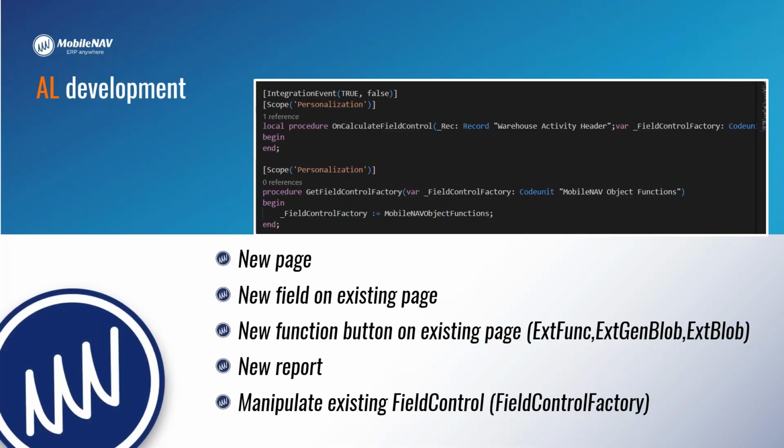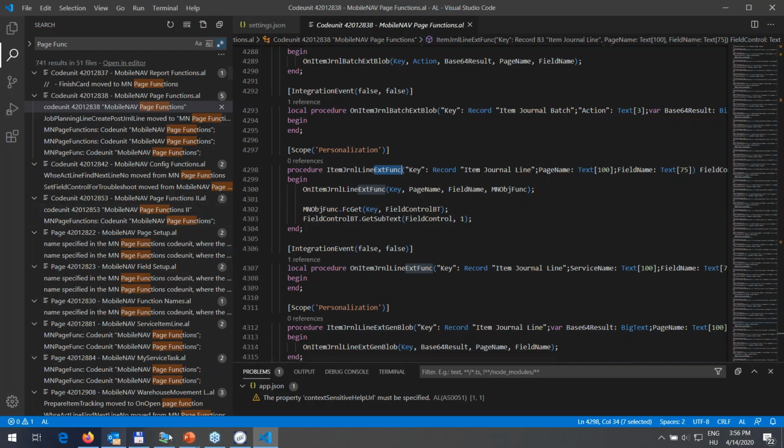Okay, new report. The new report is also a bit problematic, because we had the report functions code unit, which was being registered, and prior to 4.5, we did not allow to manipulate which code unit the MobileNAV client should invoke. So it always searched for the function in the MobileNAV report functions. From version 5.6, we have also changed that.